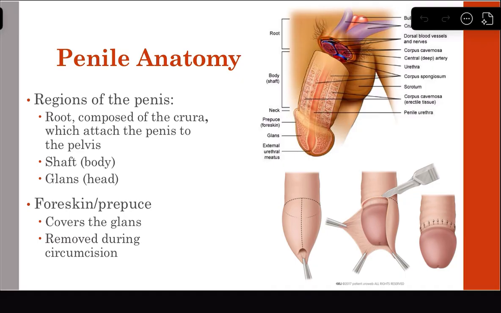But the different regions we should be aware of: there's a root, which is going to be composed of the crura, and this allows for the attachment of the penis to the pelvis. There's the shaft, like we just talked about, which is just the elongated tissue portion. And then finally the glans, which is the head of the penis, the little tip. So the foreskin, or the prepuce, I don't actually know the proper pronunciation. Foreskin works fine. You can write that down on the practical. This just covers the glans, and this is removed during circumcision. There's a schematic on the bottom right showing how that works.